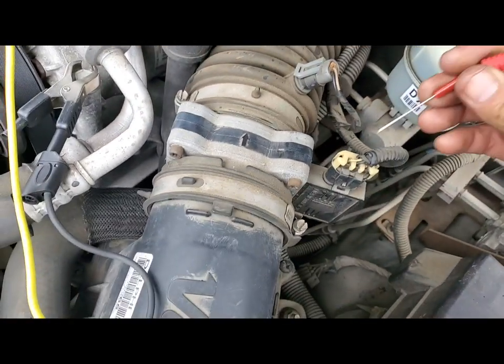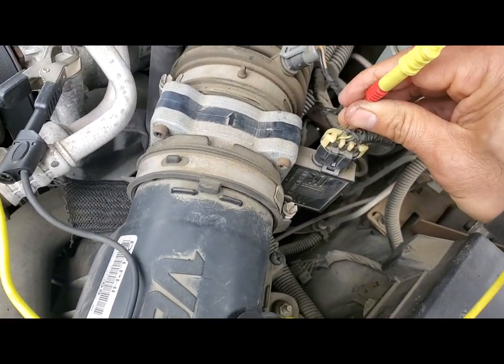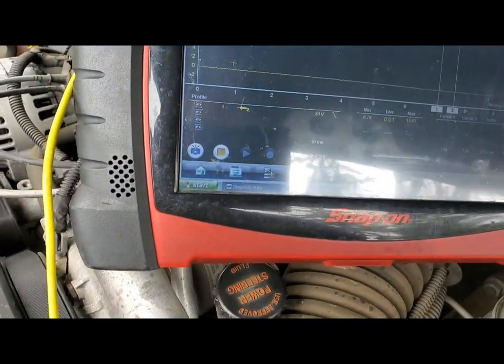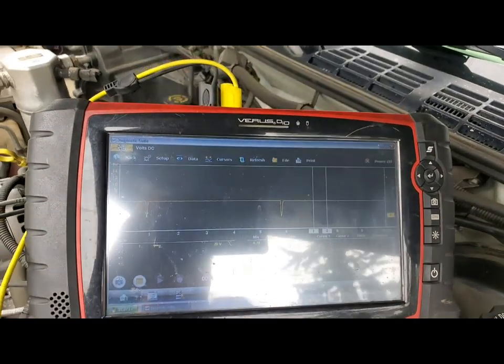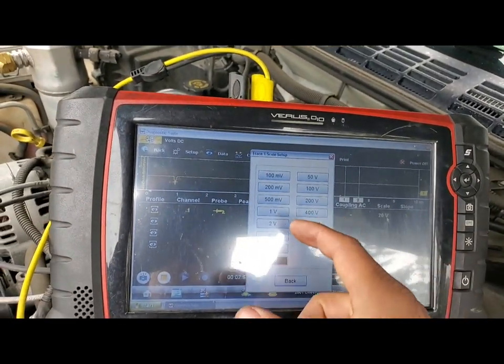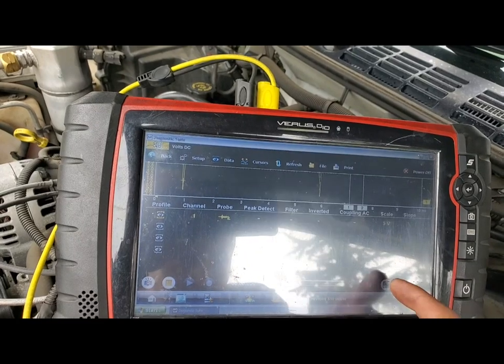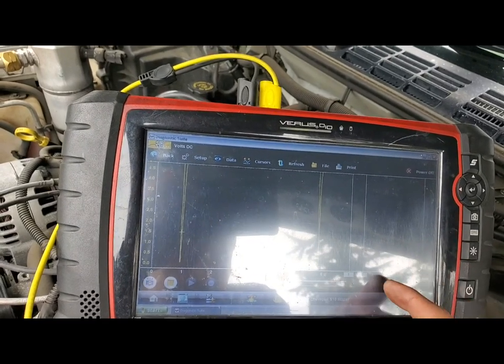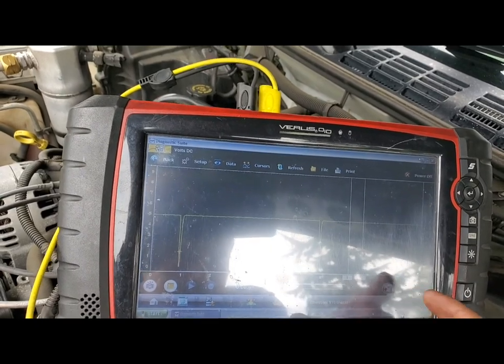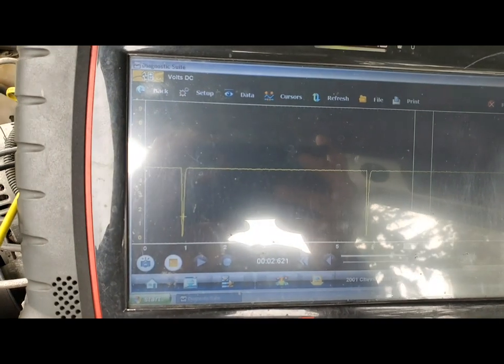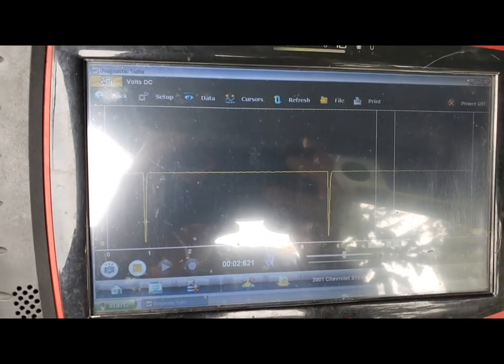Okay, very easy. We go here. We just need to make contact. And the screen here. We dropped the voltage to even 5 volts, I think. Now I gotta drop it to 10. And we have signal. So the wire is in good condition.